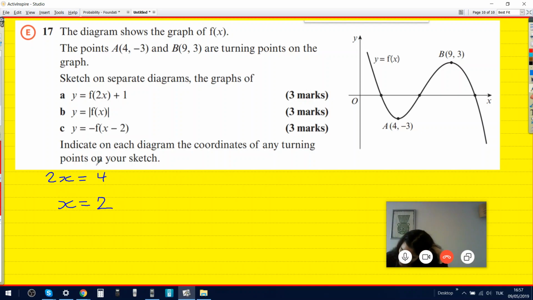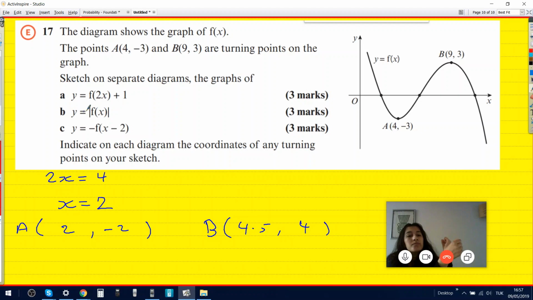So it's 2? Yeah, I don't like that. And then 2x is 4, so x equals 2. And then if f of x equals 9, so then 4.5. So that's 2, but then you've got to go up by 1. Yep. So minus 2 and 4. Yep.